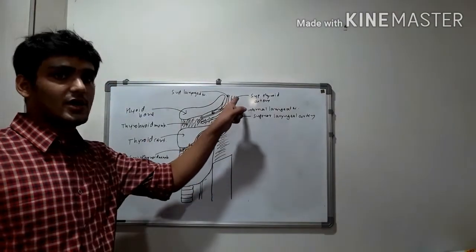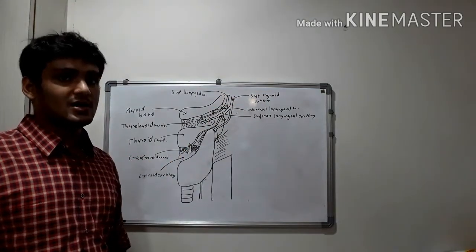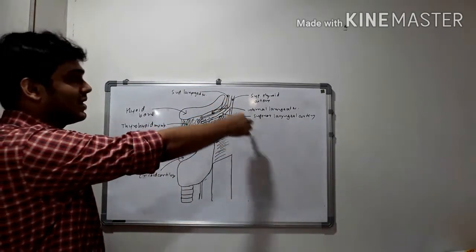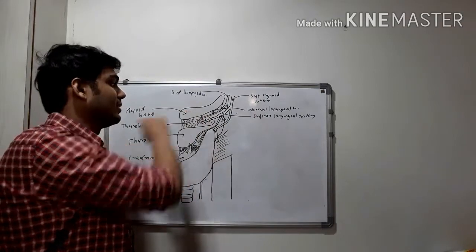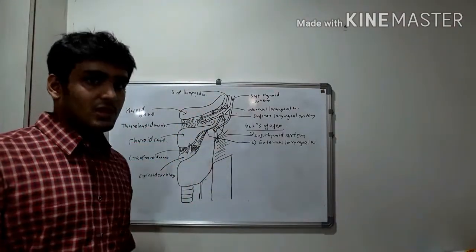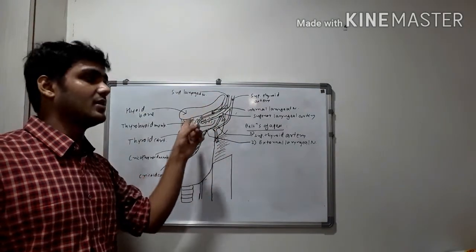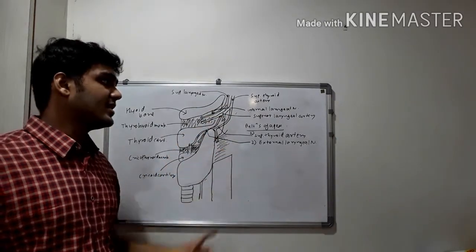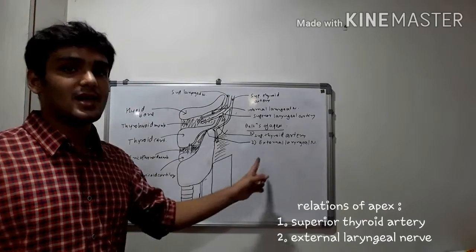This is the superior thyroid artery, and this is the superior laryngeal nerve. Now the superior laryngeal nerve divides into the external and internal laryngeal nerves. The internal laryngeal nerve, along with the superior laryngeal branch of the superior thyroid artery, pierces the thyrohyoid membrane, and then runs forwards. The external laryngeal nerve runs along with the superior thyroid artery, and these two are the relations of the apex. We have two relations of the apex: the superior thyroid artery and the external laryngeal nerve.